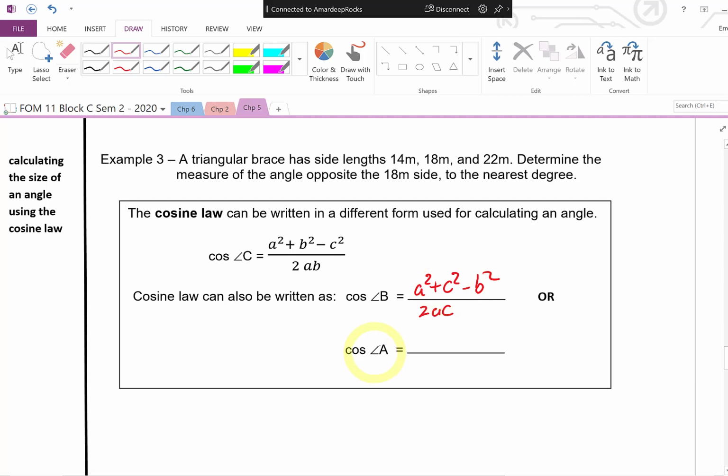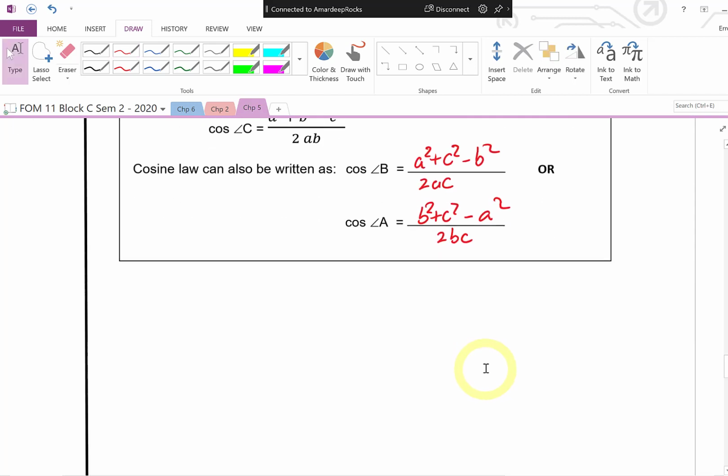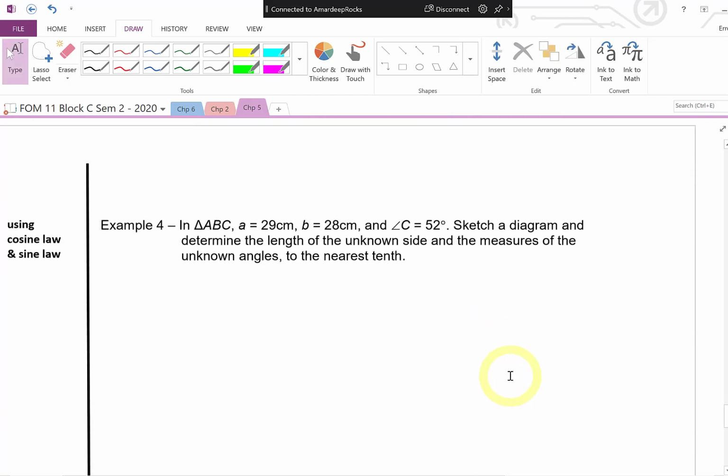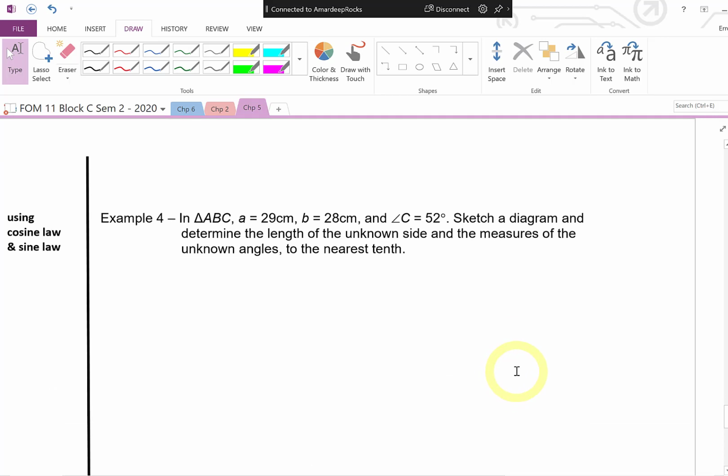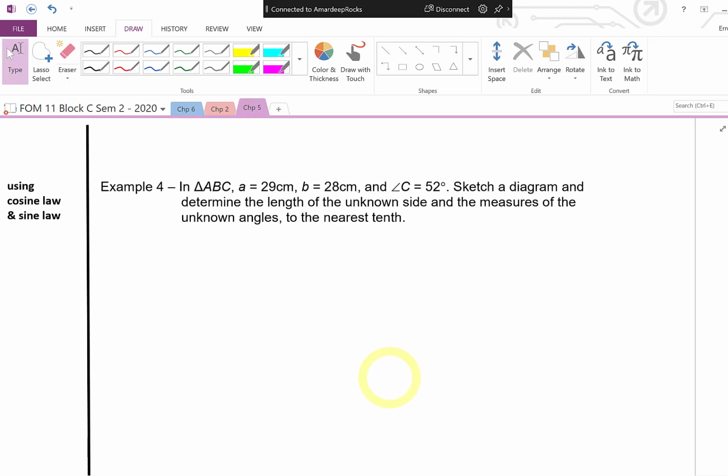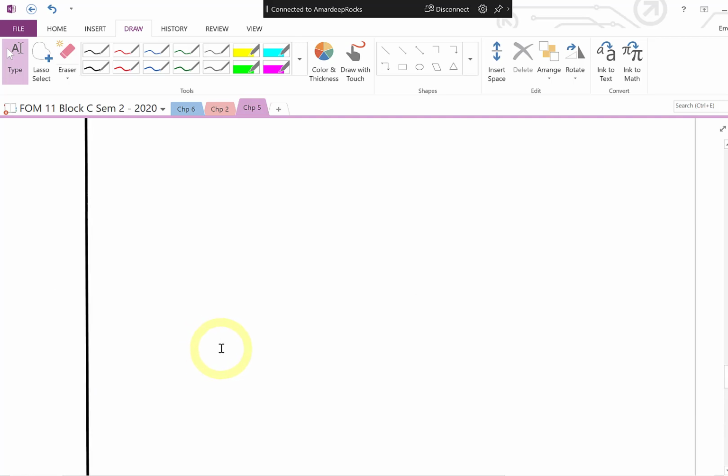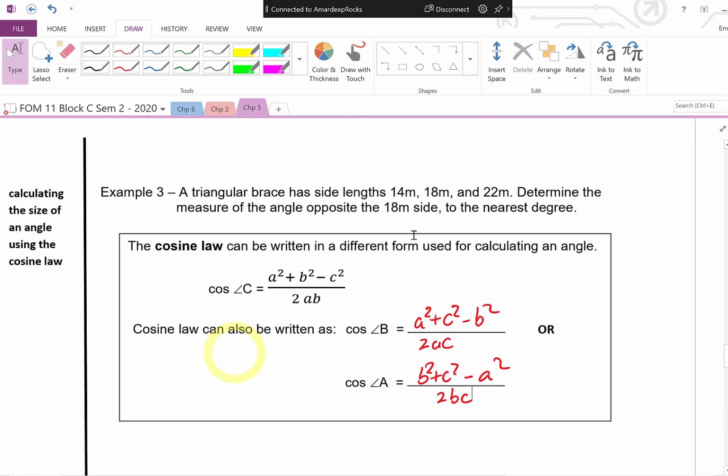All right, cosine angle A. Well, that means b squared plus c squared minus a squared, over 2 times bc. Okay, so follow that pattern. All right, so let's see. Oops, sorry, we didn't even do the problem. So let's go back. It says here 14, 18, 22.